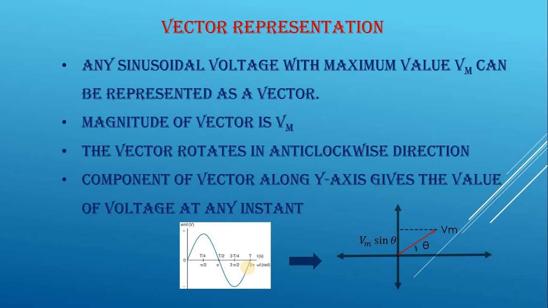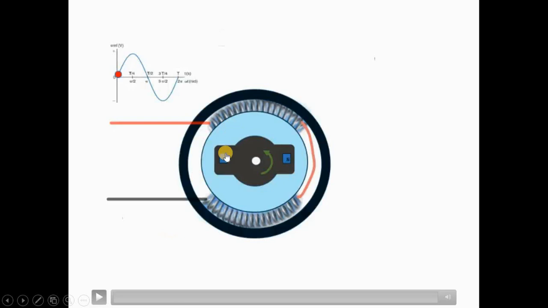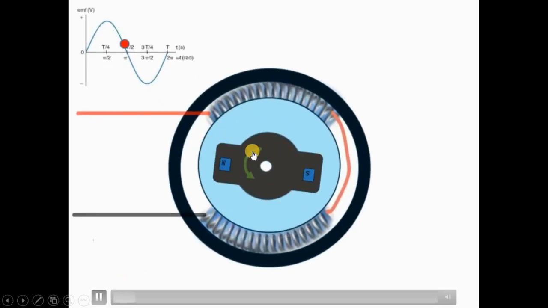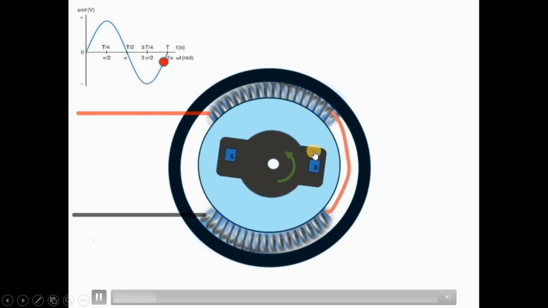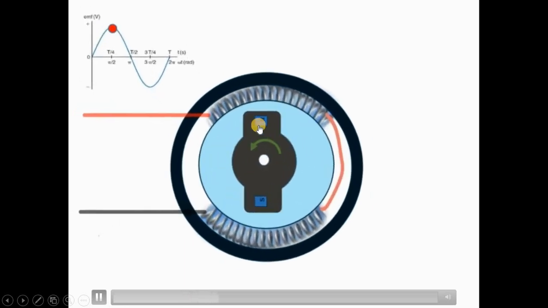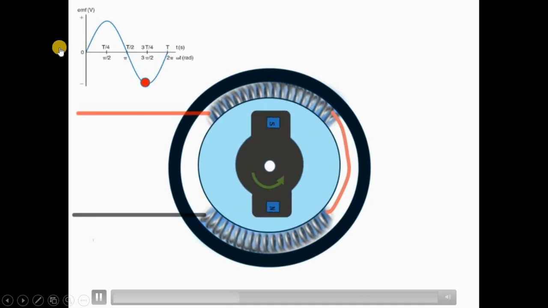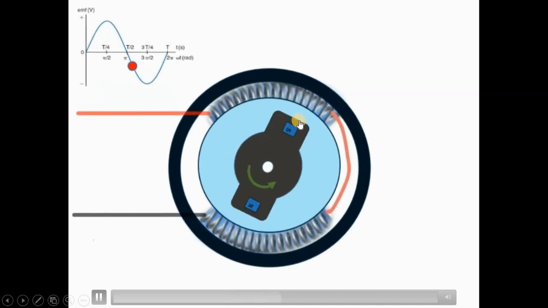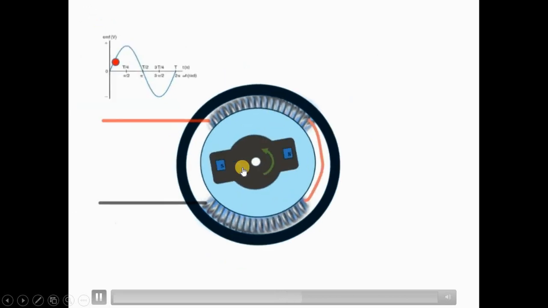So just imagine the rotation of the rotor. In the previous simulation, I have shown that the rotor is rotating in anti-clockwise direction. Instead of that, a vector with maximum value Vm is rotating in anti-clockwise direction, coinciding with the speed of the rotor. And the generated waveform is Vm sin theta. So at any value of theta, the y-axis component gives the value of voltage.